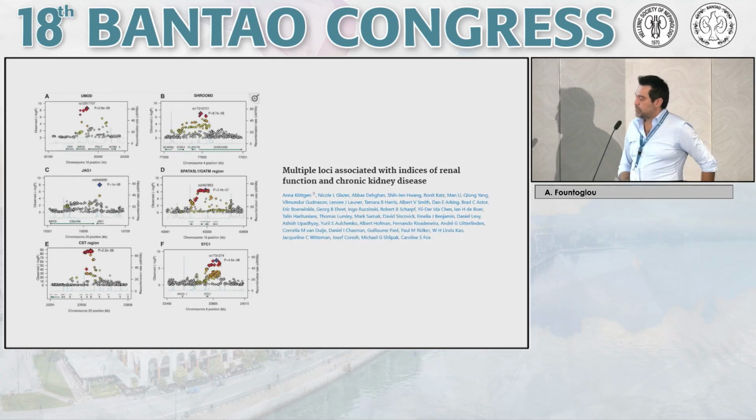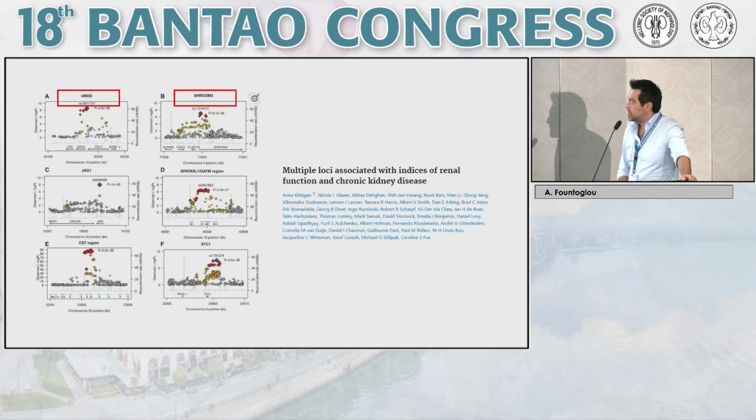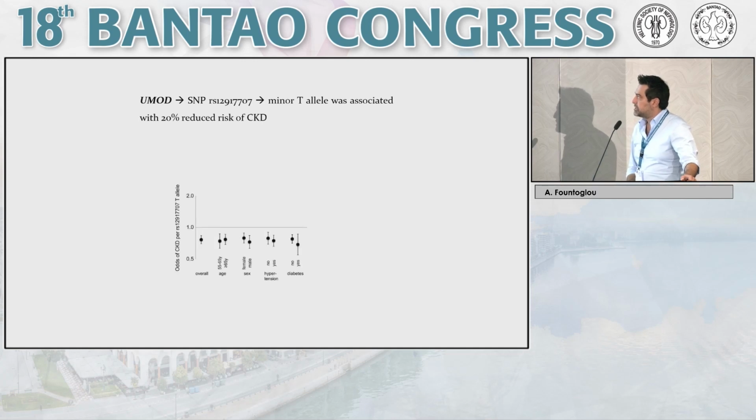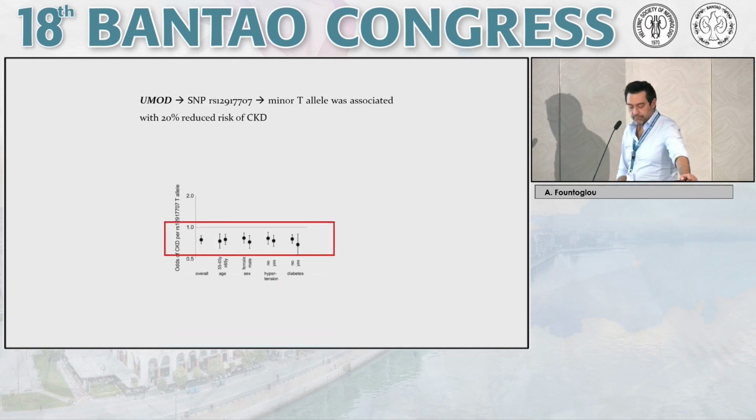This is one of the first GWAS studies in the nephrology field, where the researchers found a significant association between CKD markers and genetic loci such as UMOD and SHROOM3. UMOD is the gene of uromodulin, a protein of kidney tubules. In this study, researchers found this SNP to be associated with CKD markers, and specifically, the minor T allele of this SNP was found to be associated with 20% reduced risk of CKD.